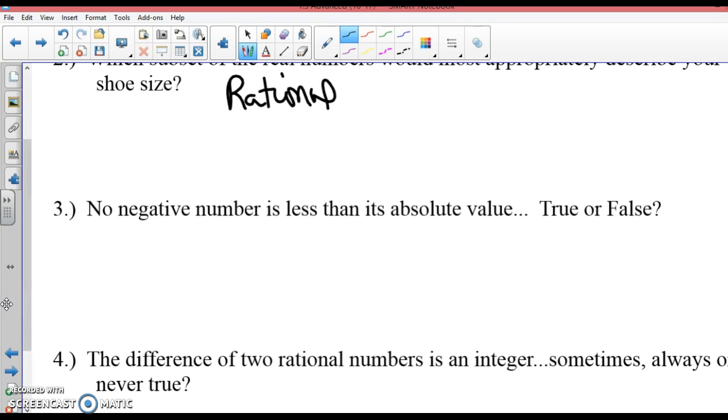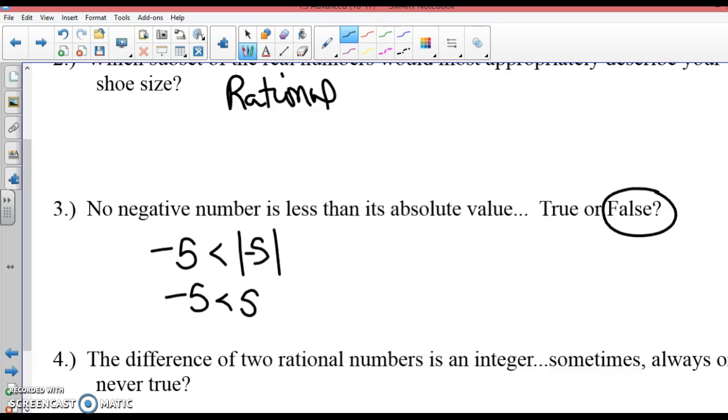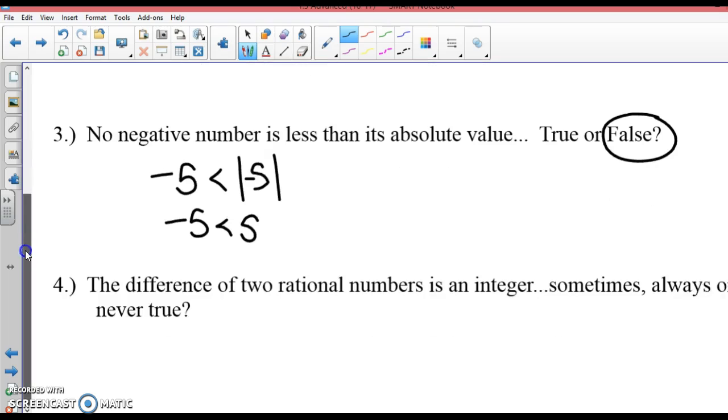No negative number is less than its absolute value. All right, so let's look at this. I've got, is -5 less than the absolute value of -5? Well, let's remember what absolute value is. Absolute value is the distance that a number is from 0 on the number line. So this is going to be -5 is less than 5, because the absolute value of -5 is 5, because it's 5 units from 0. It says no negative number is less than its absolute value. That's going to be false, because every negative number is going to be less than its absolute value, because a negative is always less than a positive. Think about where they are on the number line. An absolute value is always positive, because it's distance.